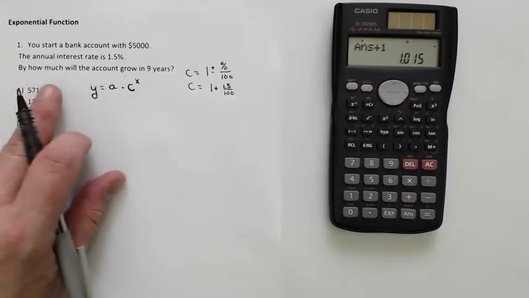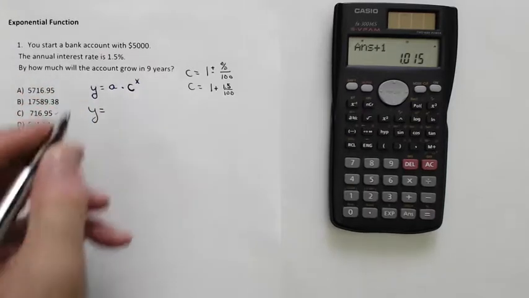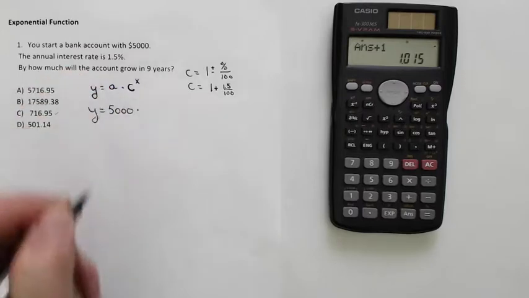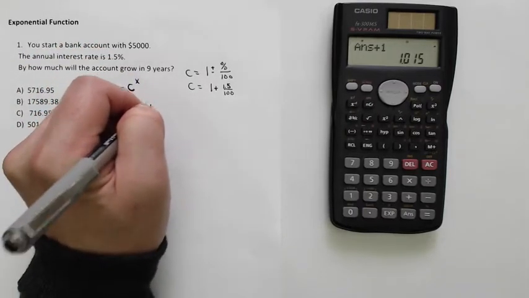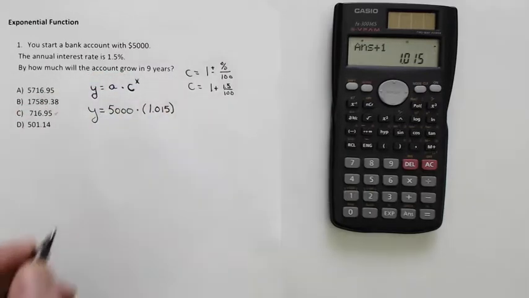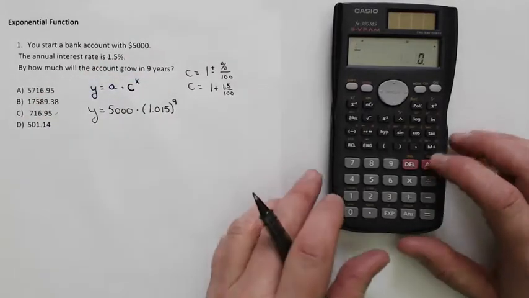A is the amount I started with. So Y is equal to 5,000 times, I'll use brackets here, 1.015. Now, the number of years it's going to grow is 9.